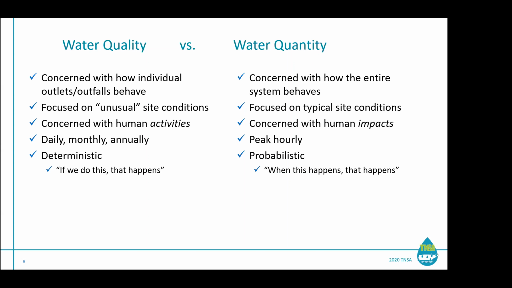And a little more heady on the end of it, water quality tends to be a little bit more deterministic, whereas it's about repetitive behaviors. If we do this, then that happens. Whereas water quantity, that stuff will happen. We're looking at the probability: when that big storm hits, what happens.